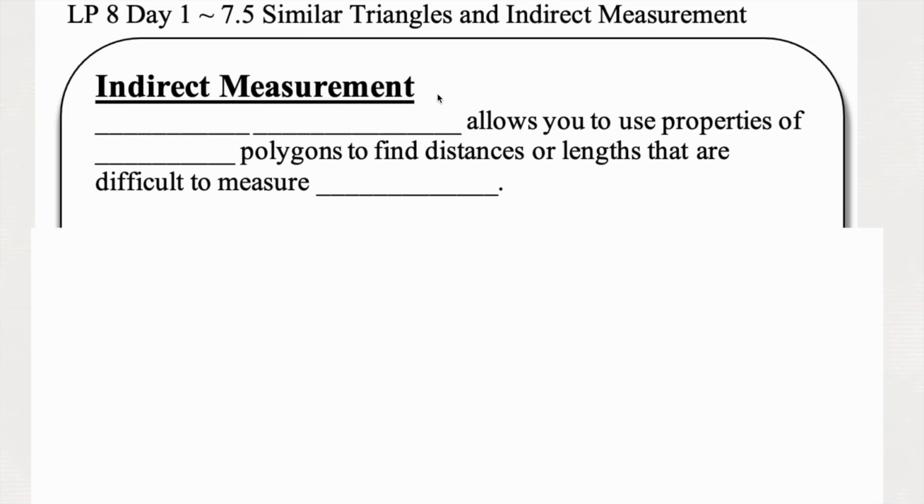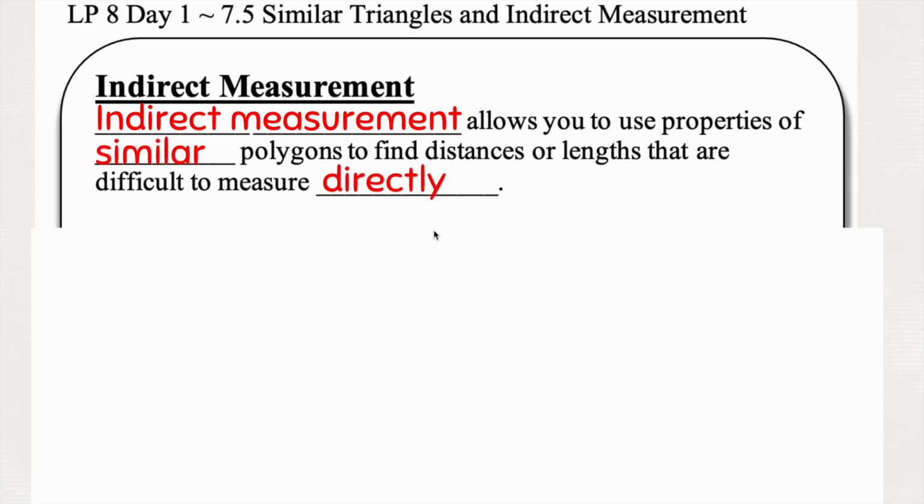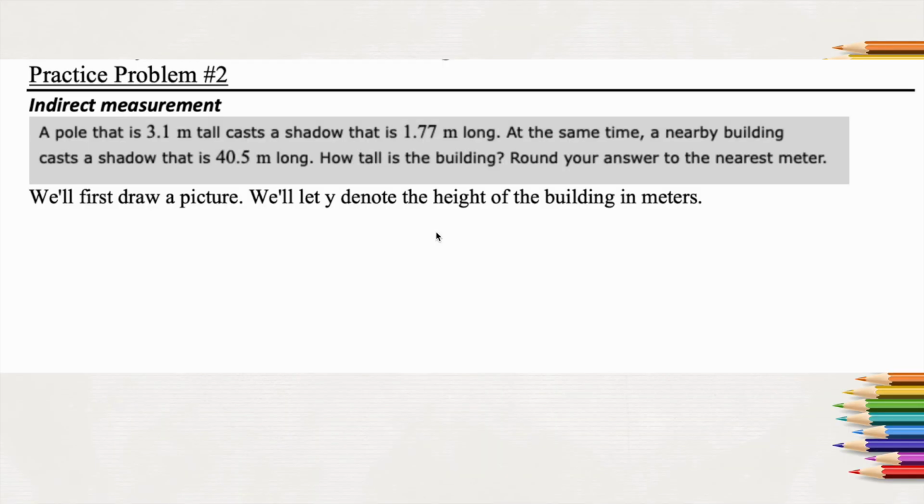All right, in this video, we're going to talk about indirect measurement. Indirect measurement allows you to use properties of similar polygons to find distances or lengths that would be difficult to measure directly. In this case, we're talking about, say, the height of a building or the height of a tree, where you wouldn't take a tape measure out and literally measure it, but we can still find the measurements.